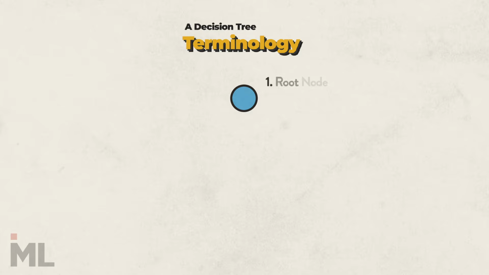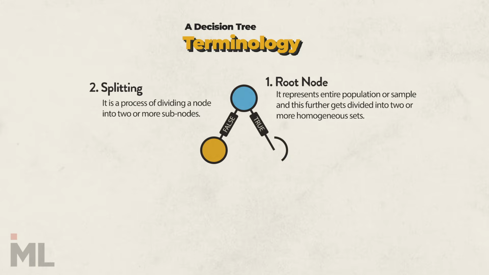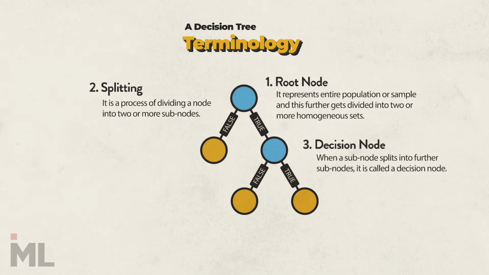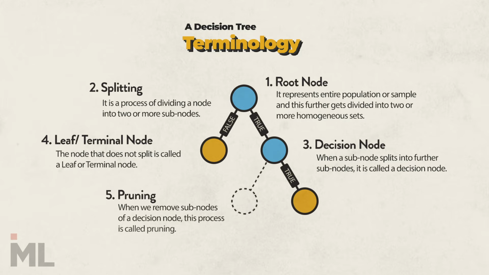The root node is at the beginning of a tree. It represents the entire population being analyzed. Splitting is the process of dividing a node into subnodes. When a subnode can be split into further nodes, then it is called decision nodes. Leaf nodes are the nodes of a tree that have no further splitting nodes. When we remove subnodes of a decision node, this process is called pruning. This is the opposite process of splitting, which is used to prevent overfitting.